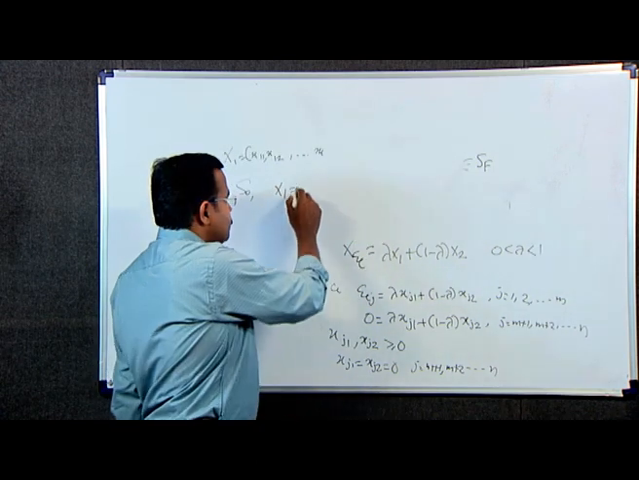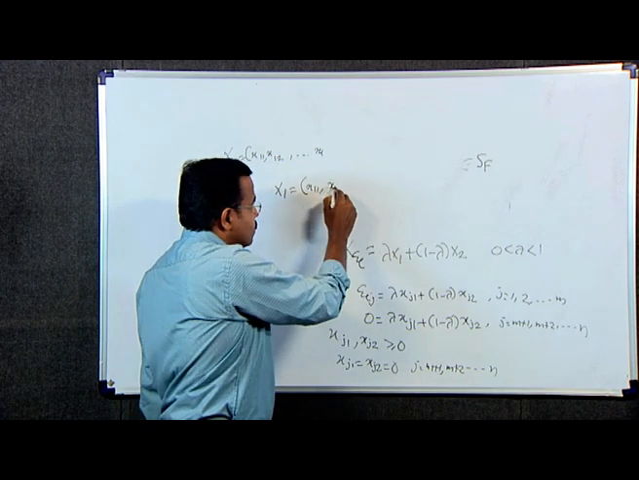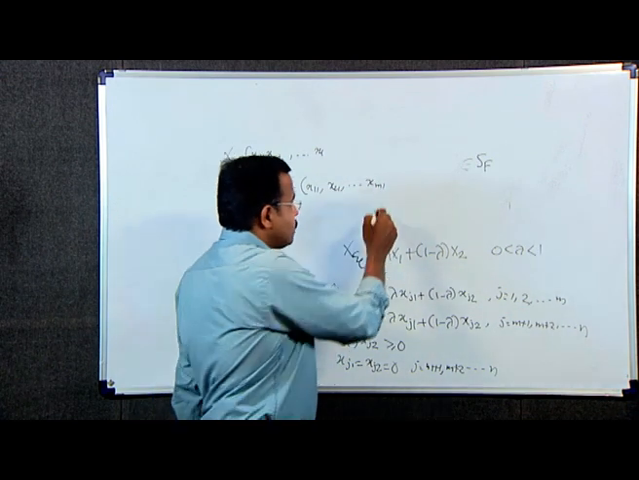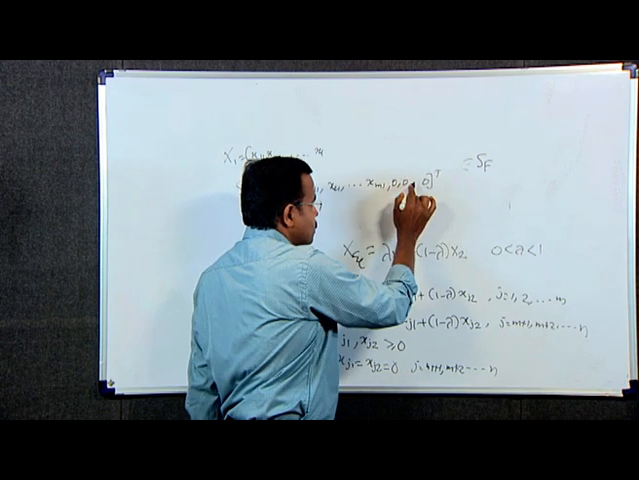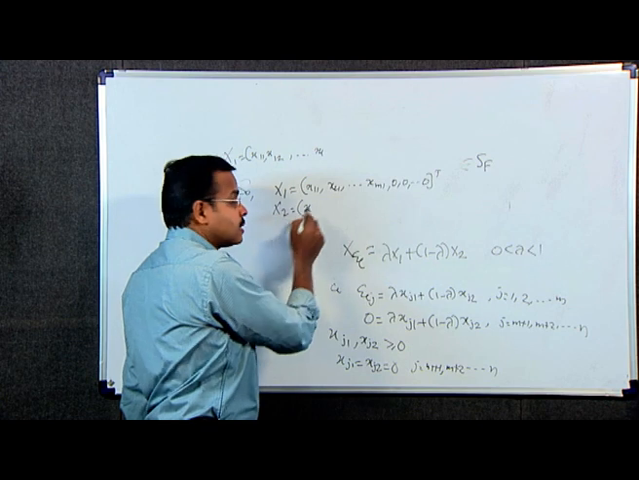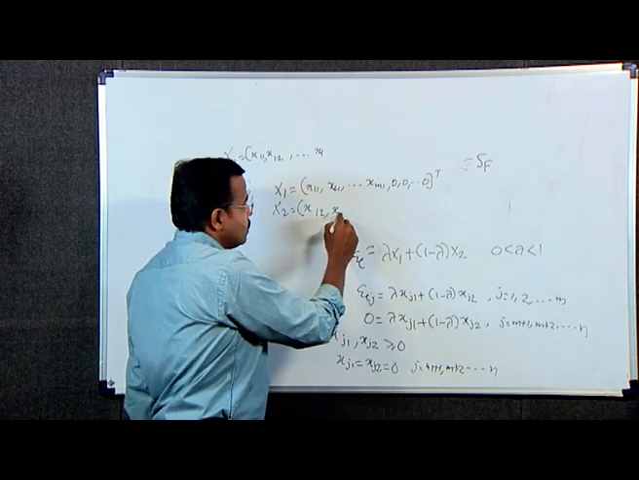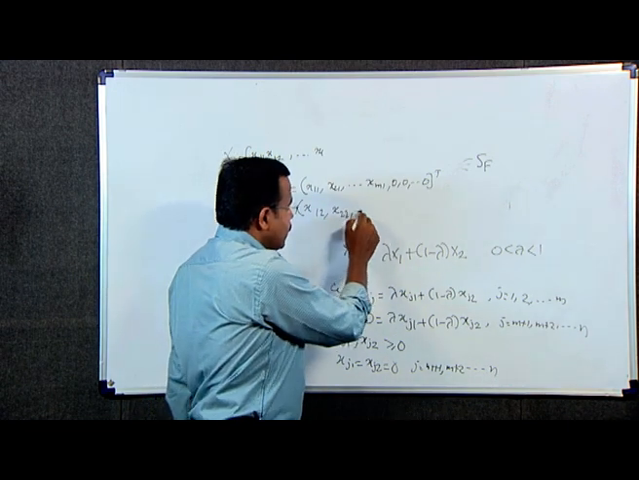So x1 equals x11, x21, etc., xm1 along with the zeros 0, 0, etc., 0, transpose. x2 equals x12, x22, etc.